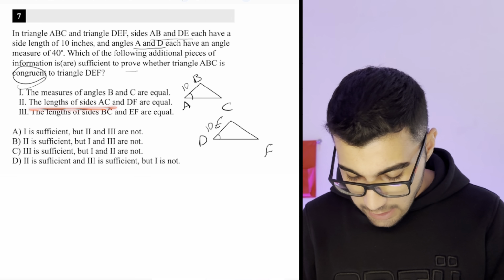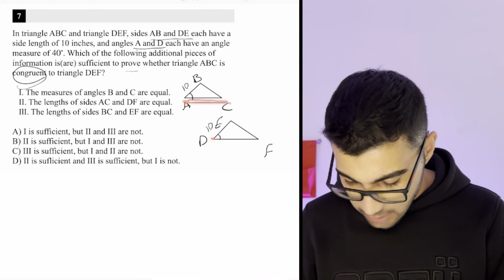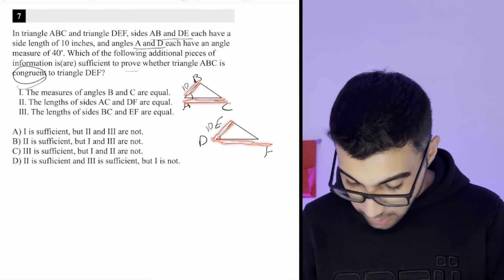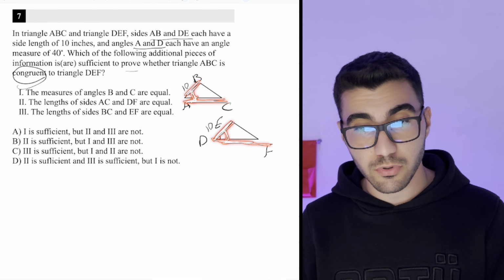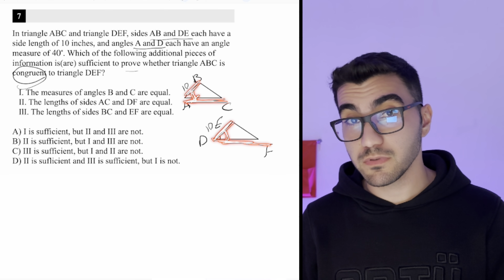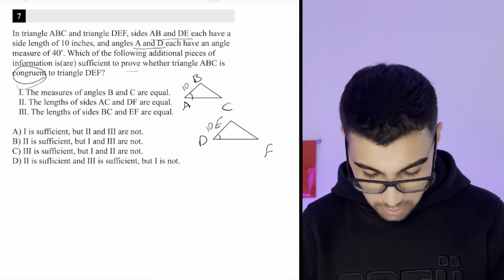The length of sides AC and DF are equal. AC is this and DF is this. If these are equal, this and this side is also equal, and the angle between them is also equal. This is one of the rules, one of the properties for congruent triangles. The angle should be between the two sides, right? So 2 satisfies here, so 2 is correct.